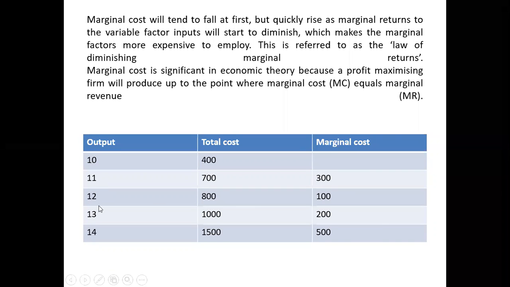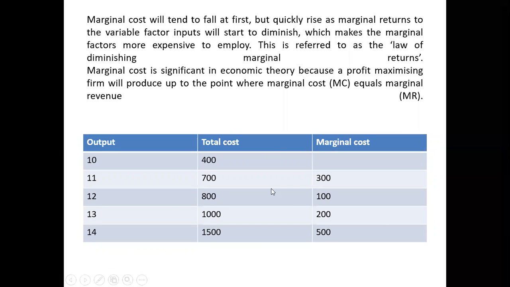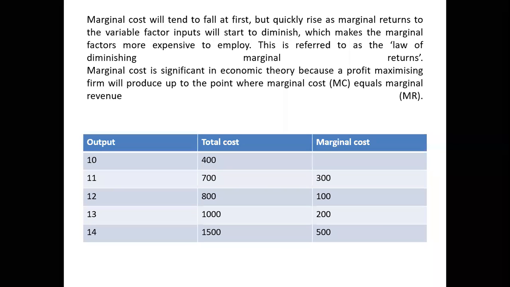Now if 12 units of output are produced, what is our marginal cost? The total cost is given as 800. So if it is 800, what is the marginal cost? We calculate marginal cost through the total cost. For the 12th unit of production, the total cost is 800. With one unit less of output, the total cost is 700. So 800 minus 700, the marginal cost is 100.